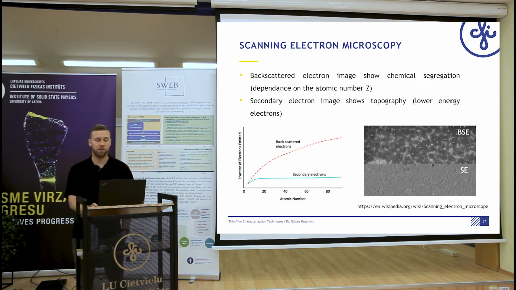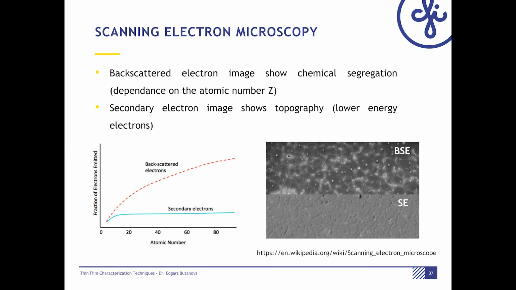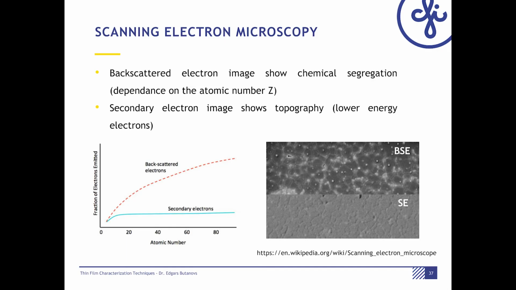We can use two different detectors. We can use a backscattered electron image to show chemical segregation, since backscattering is very dependent on the atomic number Z. For instance, it's useful if you have some alloyed films with elements with different atomic numbers. So then you have a good contrast between this distribution. Or you can use a secondary electron image, which is very good for topography, since it gives much higher contrast for different surface features.